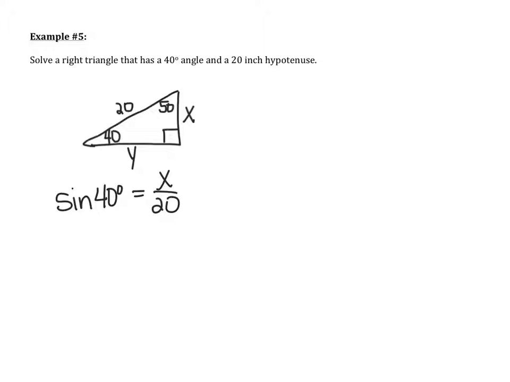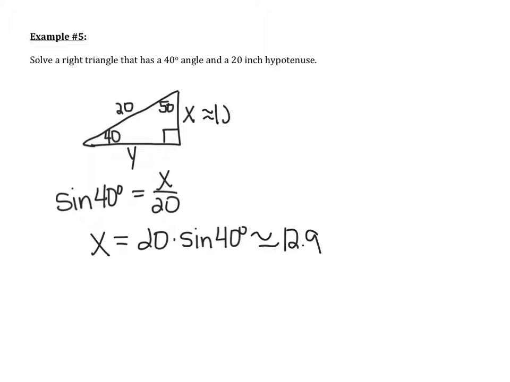So in order to find x, it would just be a one-step problem, just multiply by 20. So x would equal 20 times the sine of 40 degrees. Let's just get a decimal approximation on that. I ended up with approximately 12.9. So again, this side is approximately 12.9. So I'm halfway there now. I have one of the 2 sides I needed.